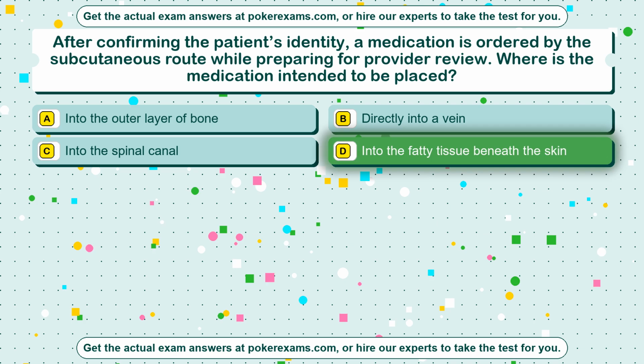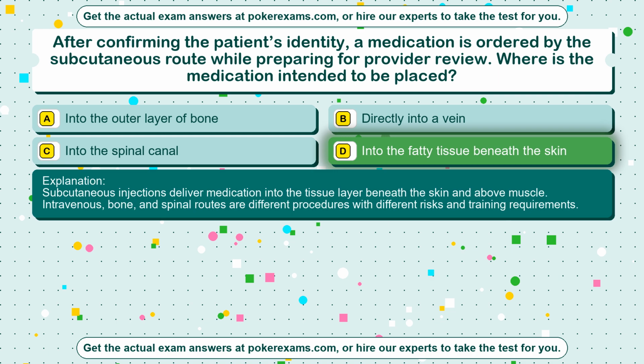The correct answer is option D, into the fatty tissue beneath the skin. Subcutaneous injections deliver medication into the tissue layer beneath the skin and above muscle. Intravenous, bone, and spinal routes are different procedures with different risks and training requirements.